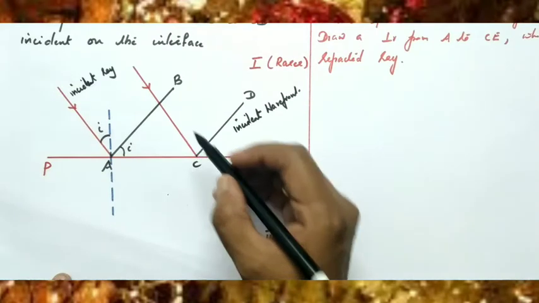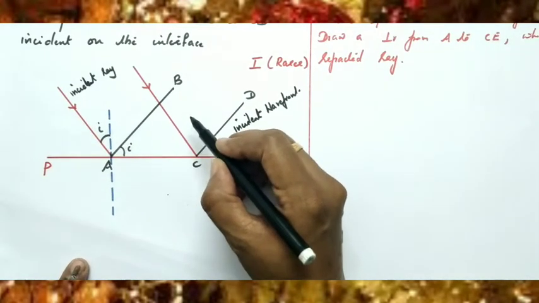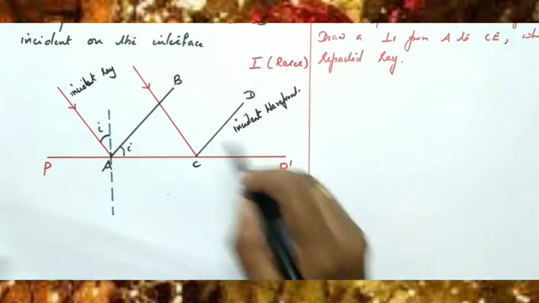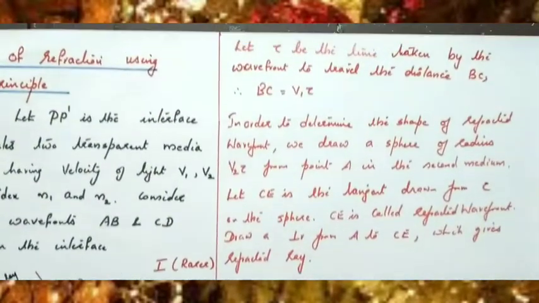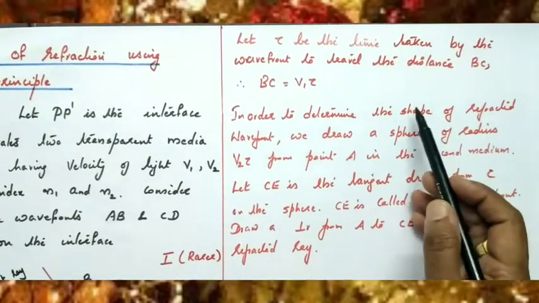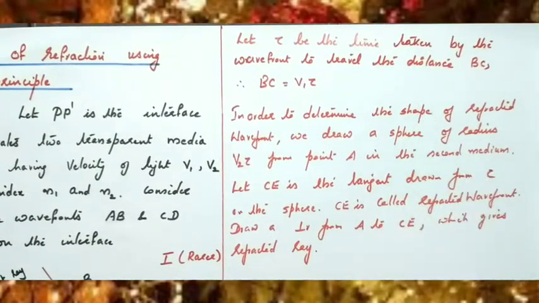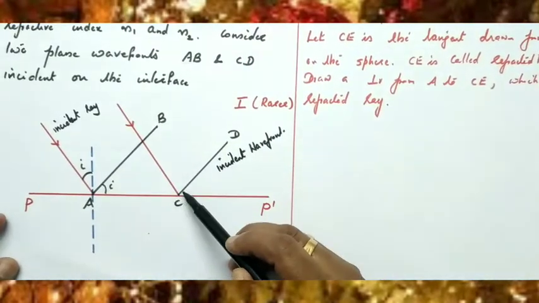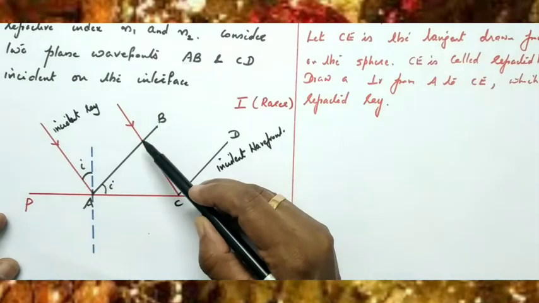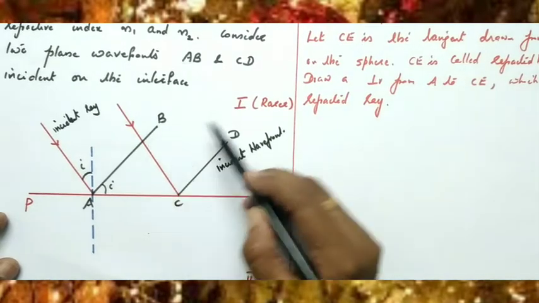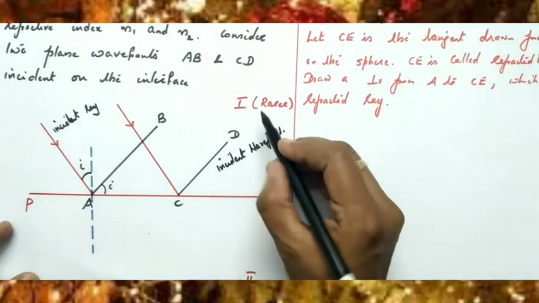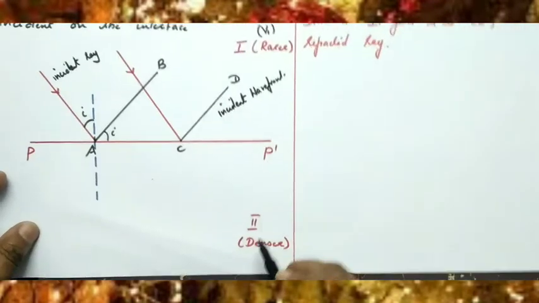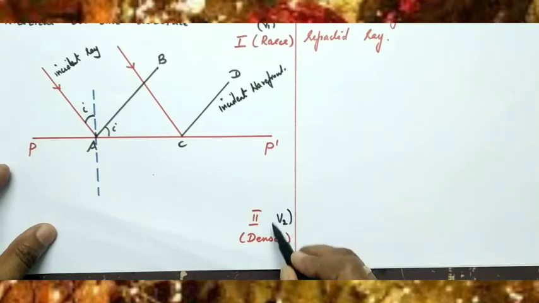Now, let tau be the time taken by the wavefront to advance from one wavefront to another. Here we can take the notes. Let tau be the time taken by the wavefront to travel the distance BC. Let V1 be the velocity of light in the first medium, and let V2 be the velocity of light in the second medium.